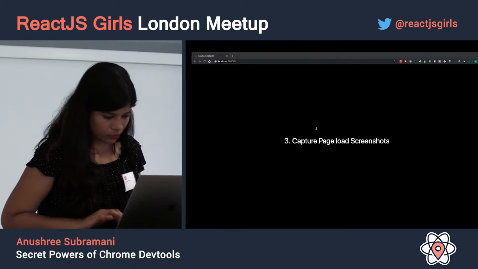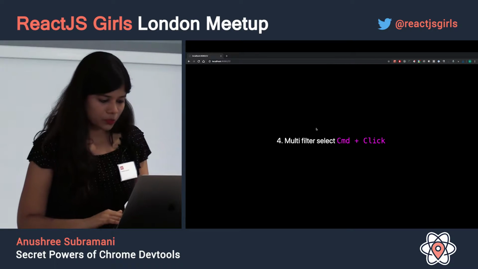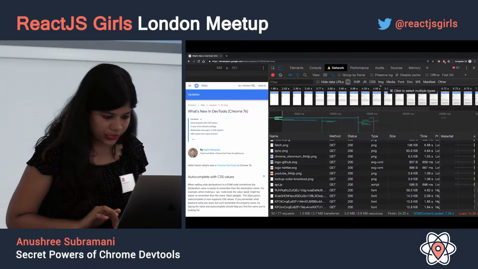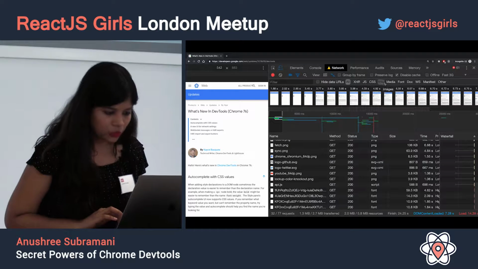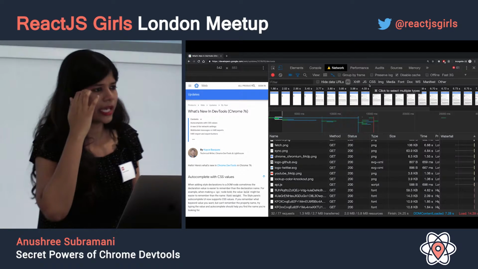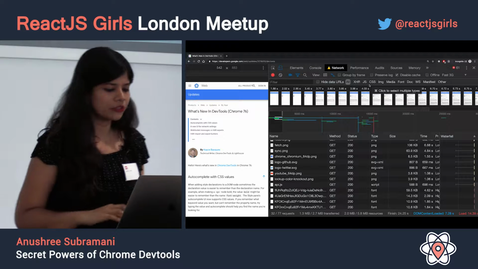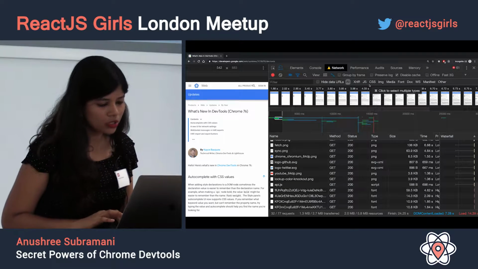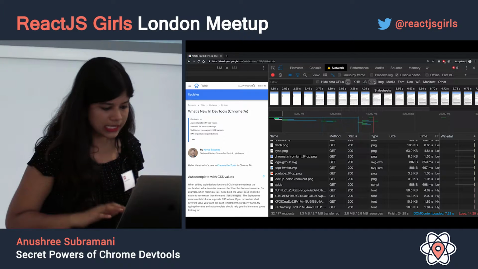Okay, let's move on. So, selecting multiple filters. These are some of the filters that you see right here. Let's say you're debugging your assets. You've added some cache policy in your asset server, or you've migrated one of your asset servers to HTTP2 or something like that. So you just want to see them.